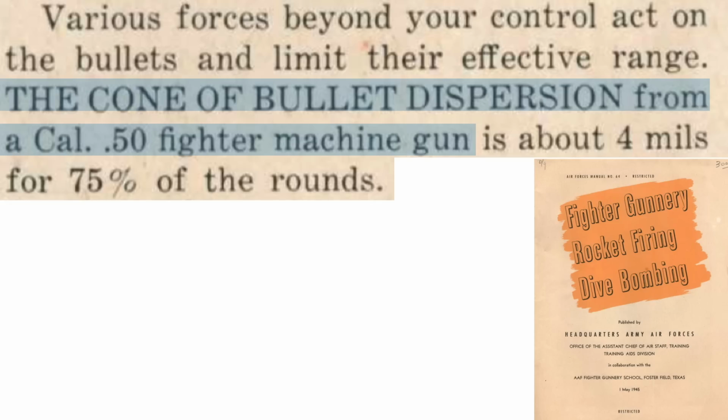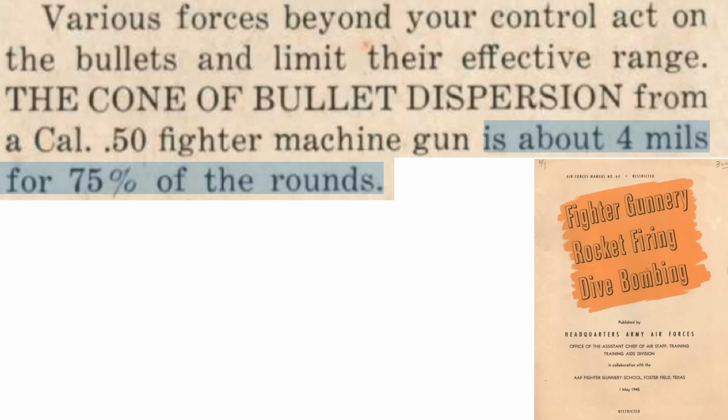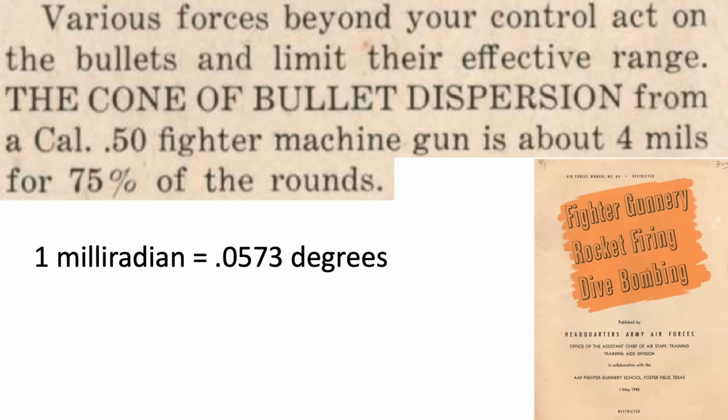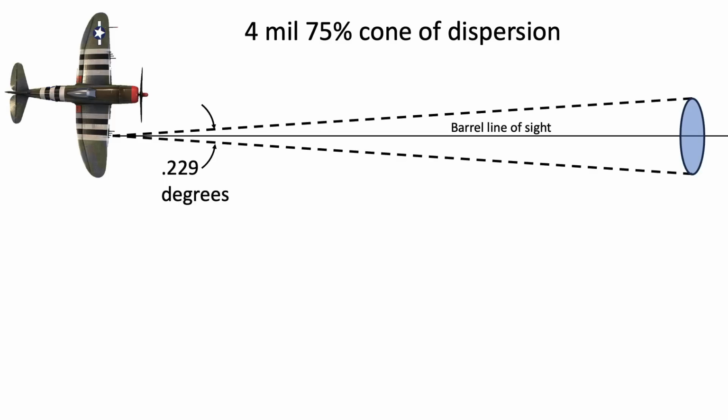A .50 caliber bullet's cone of dispersion is defined as 4 mils, where 75% of the bullet strikes are bound by a 4 mil cone of dispersion. A mil is short for milliradian. 1 milliradian equates to an angle of 0.0573 degrees. 75% of the bullets fired from a single .50 caliber P-47 gun will be bound by this 4 mil or 0.225 degree cone of dispersion.